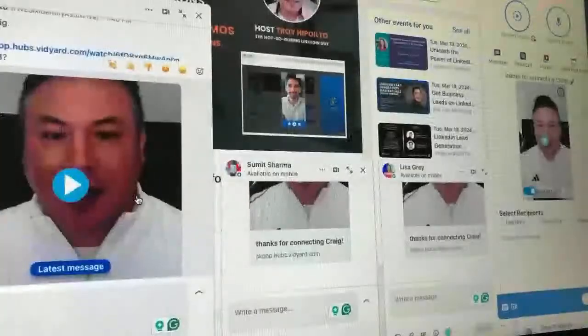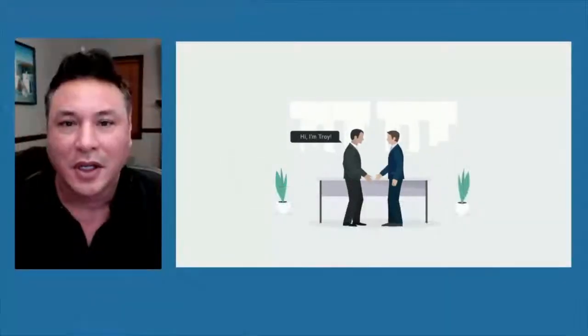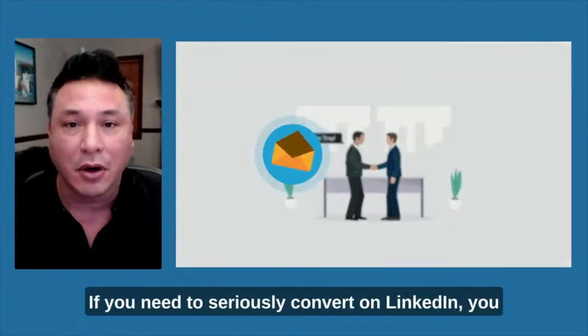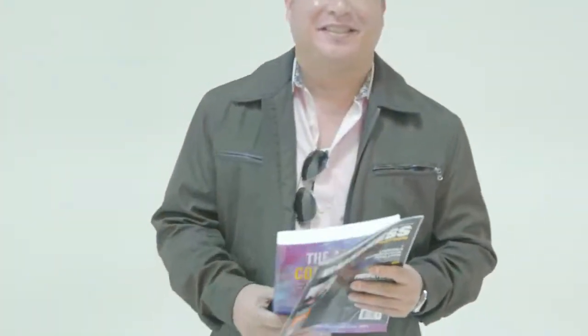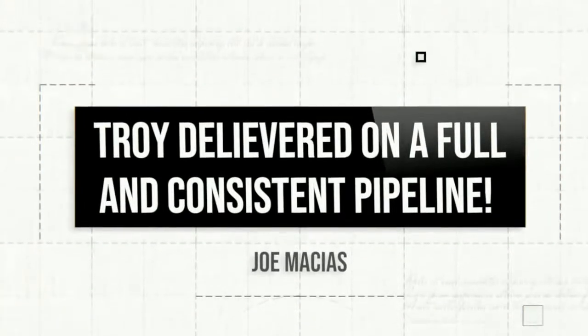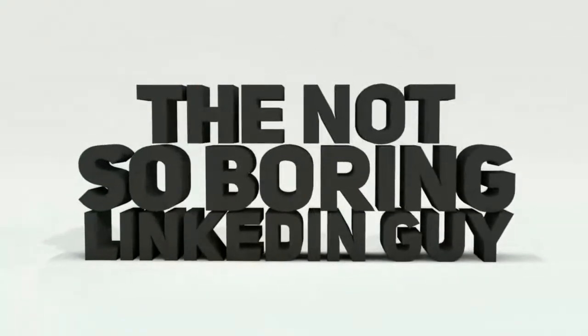So I had to find work. And the first place I went to was LinkedIn. And I soon discovered that I was a terrible dater, like a dater in real life. And so I had to learn how to slow date. I was really good with systems. If you need to seriously convert on LinkedIn, you might want to take a look at this. I developed a system to slow date with businesses on LinkedIn. So if your business is trying to grow on LinkedIn or you're trying to grow your brand, feel free to reach out to me because I'm the not so boring LinkedIn guy.